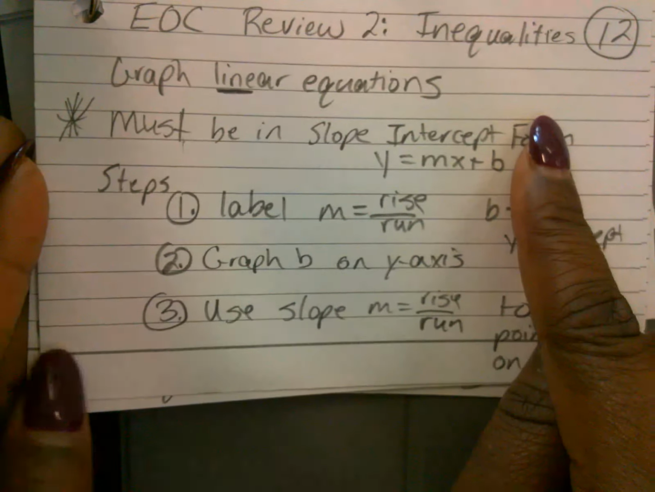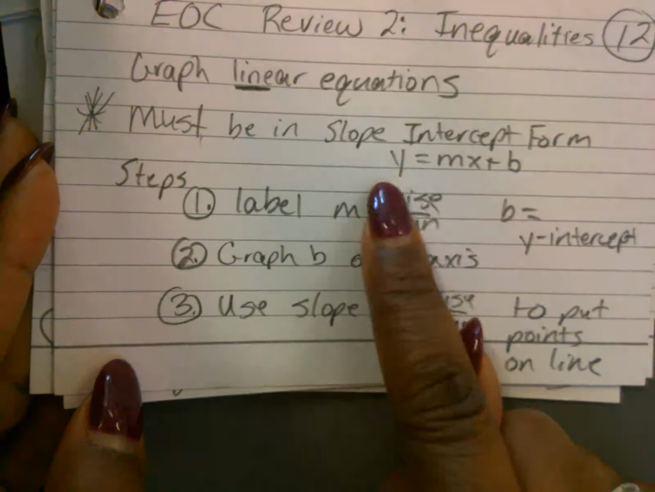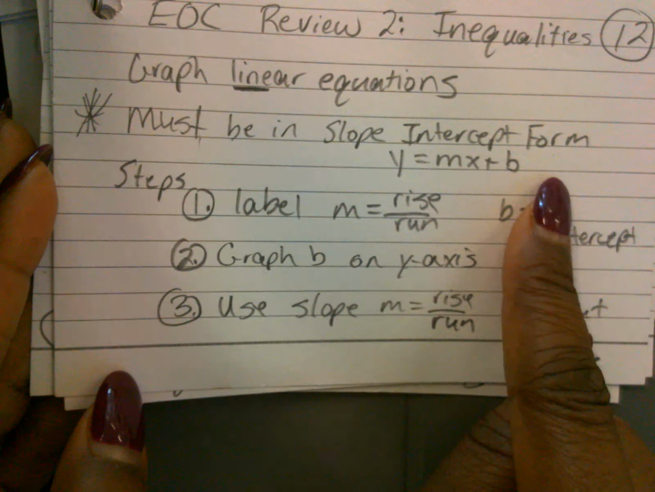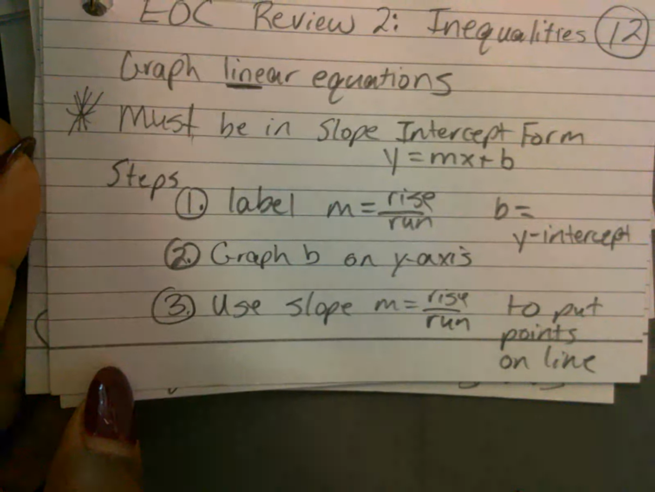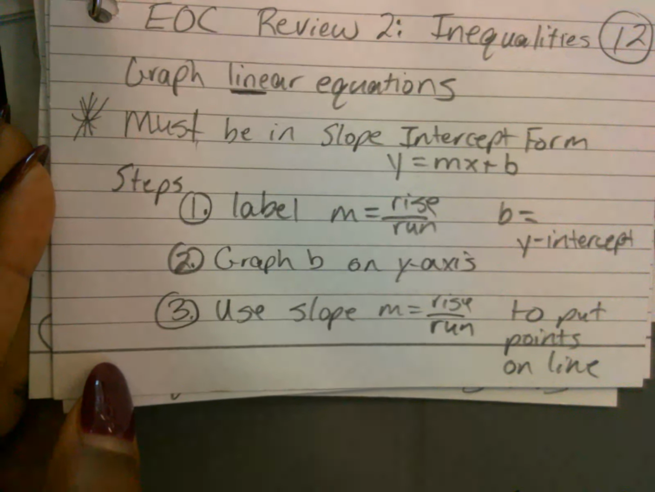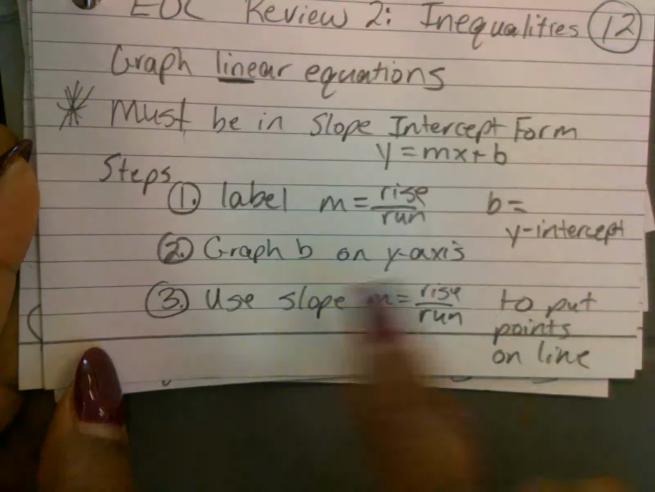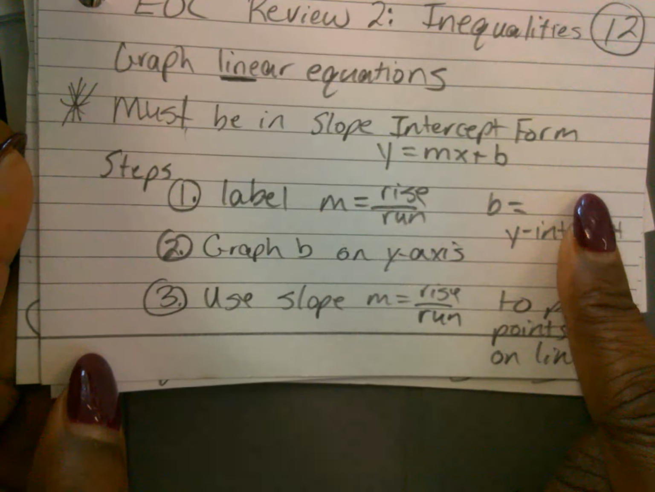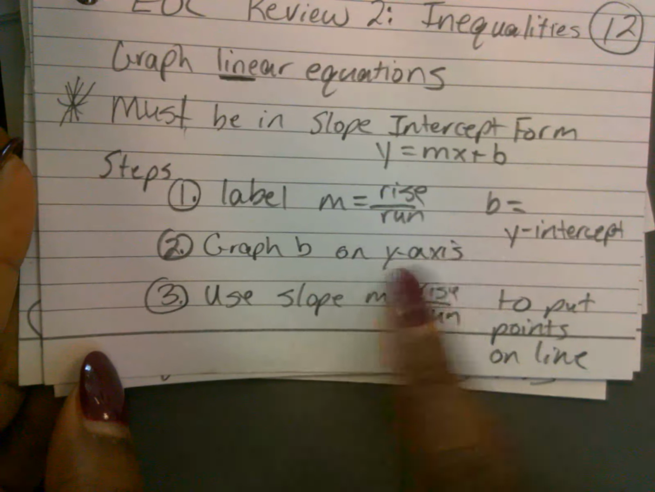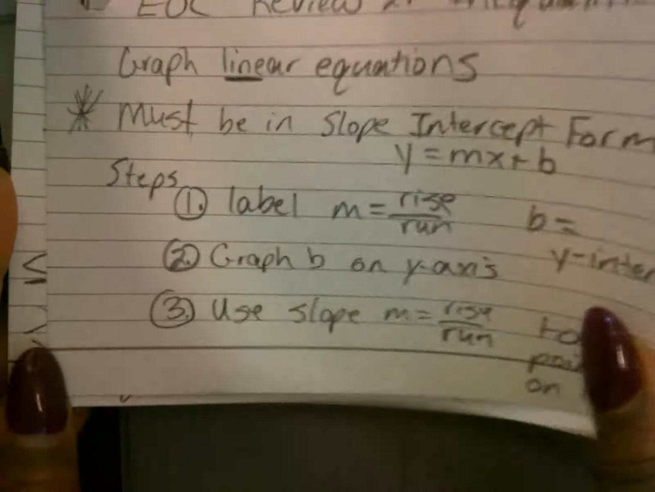Graphing. You all have done way better with graphing. When you graph an equation, it has to be written in y equals mx plus b form. If it's not, you've got to move things around so that you isolate y and it's written in that form. You can't graph it if y is not isolated. Then you label your m and your b. You graph b on the y-axis, and you use your slope to put points on the line.